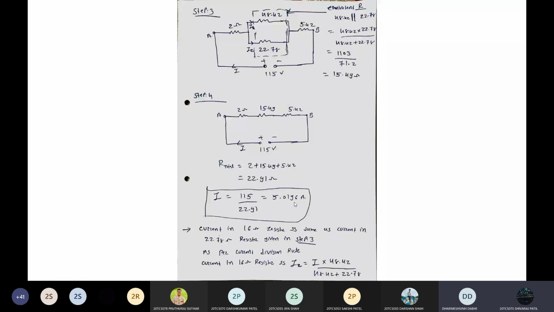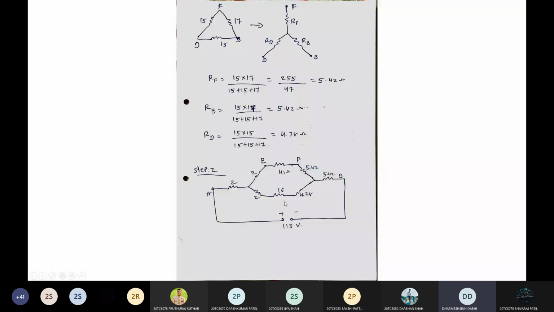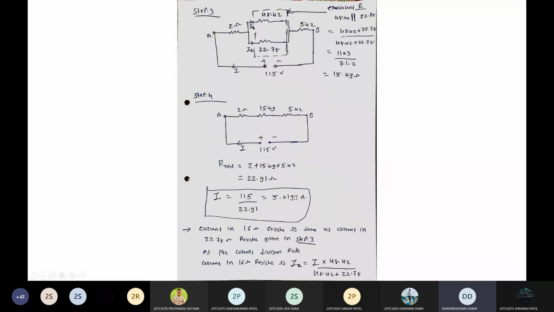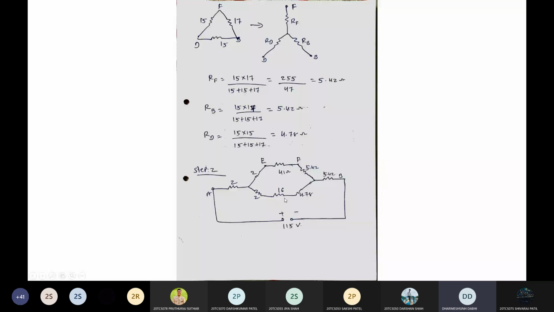Then after the answer, now our question is what? Find out the current in 16 ohm resistance. As you know, where 16 ohm is connected, you can see here in step 2, 16 ohm is here, second branch. So this second branch equivalent resistance is what? That we found in the third step, 22.78. Whatever current you get in this 22.78, the same current is flowing in this 16 ohm resistor here, because all are connected in series.